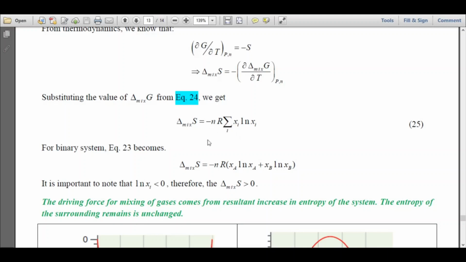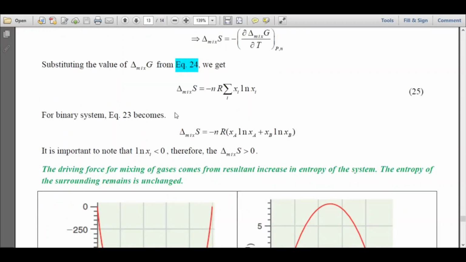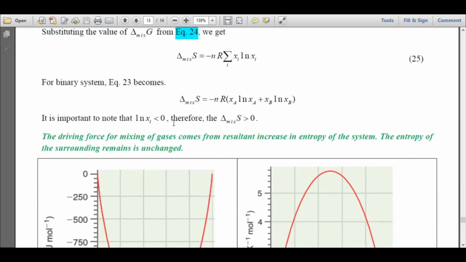Now let's look at the sign of this expression, equation 25. Again ln xi will be a negative term, so this total sum will be a negative term. But there is a negative sign already there. So delta S mix, or entropy of mixing, will be positive. What it means is that this is a thermodynamically feasible process. Gas mixing is associated with positive change in entropy. Previously we discussed that gas mixing was associated with negative change of free energy, and here we are seeing that gas mixing is associated with positive change in entropy. So again the process will be spontaneous.